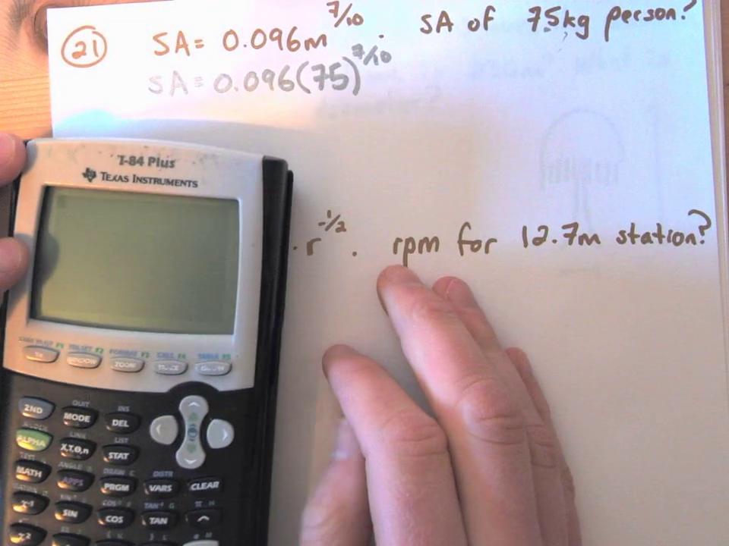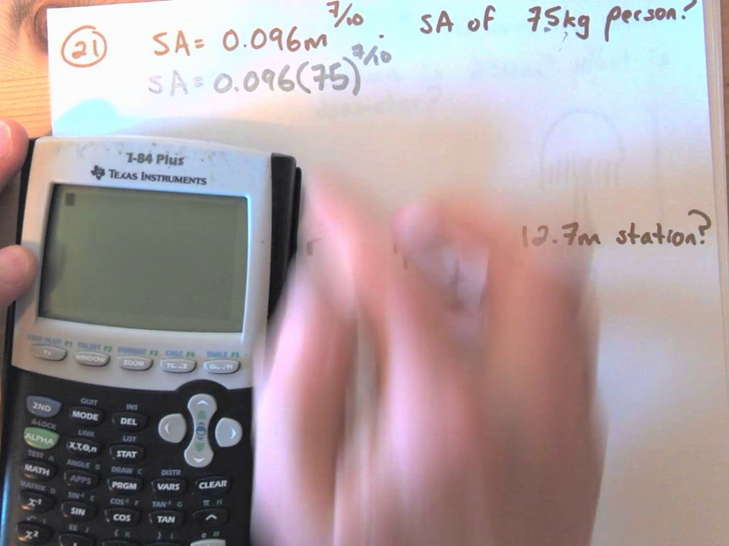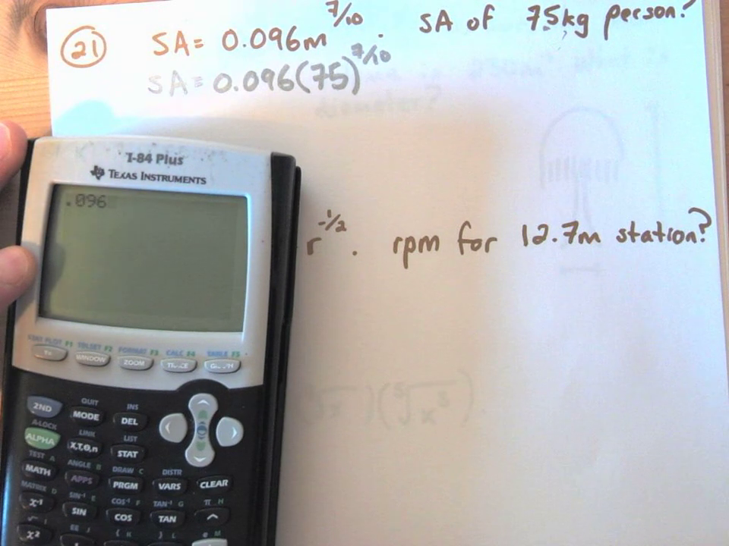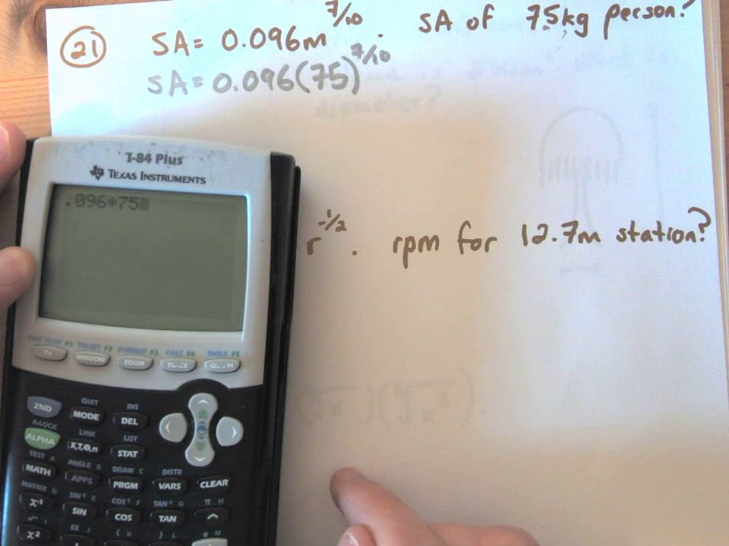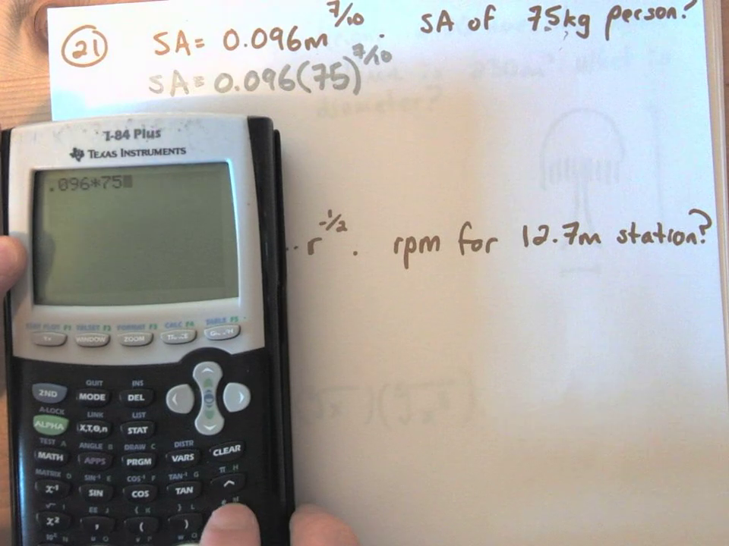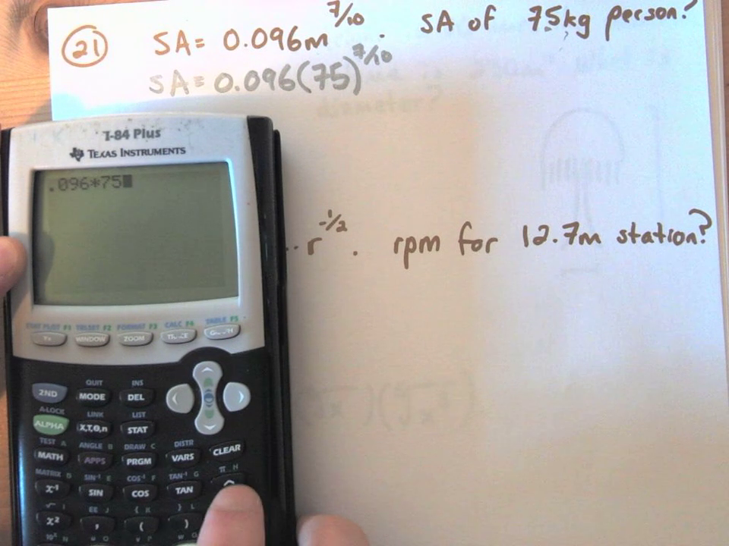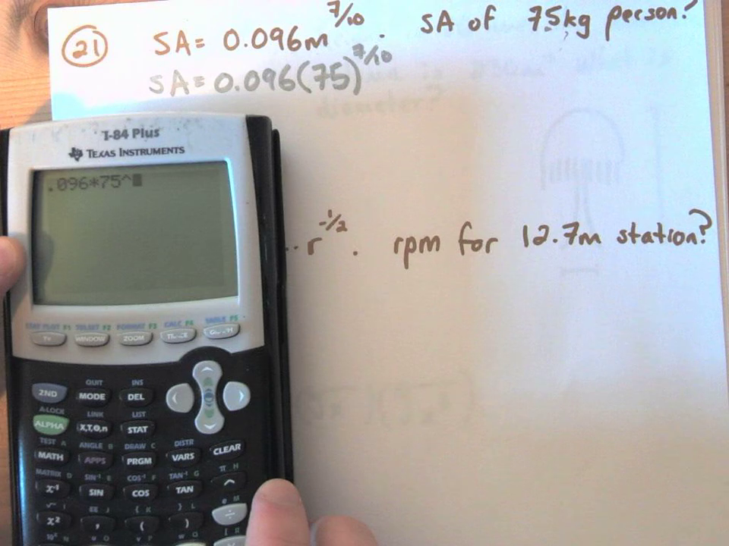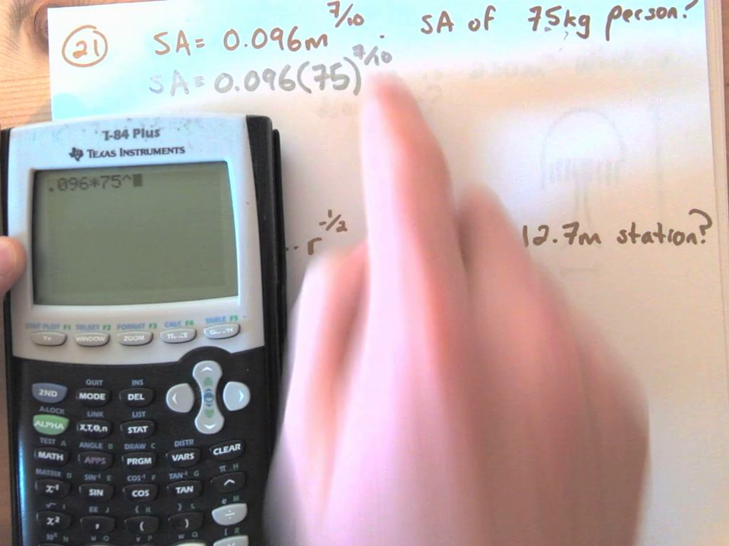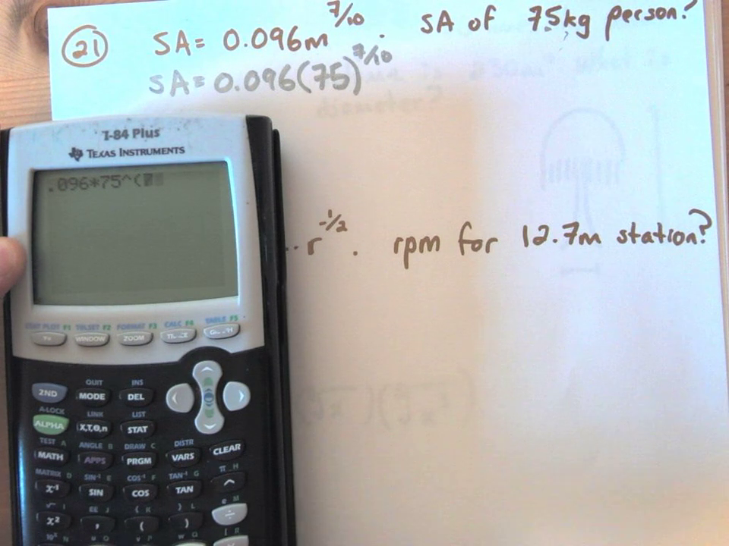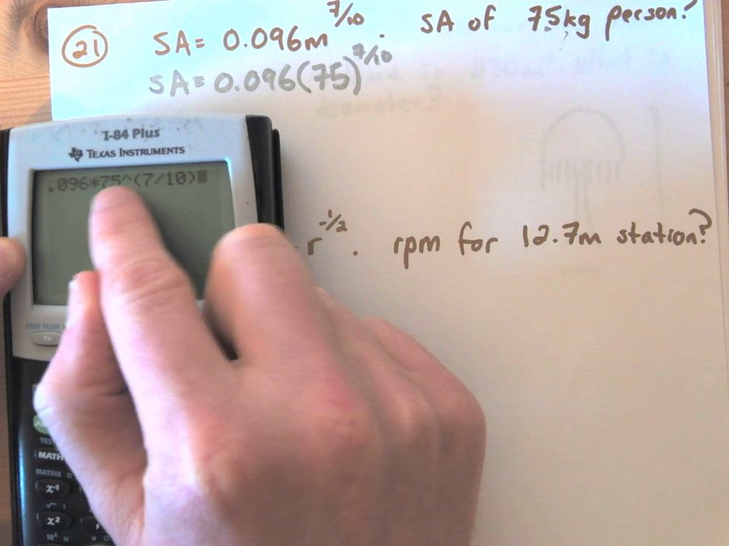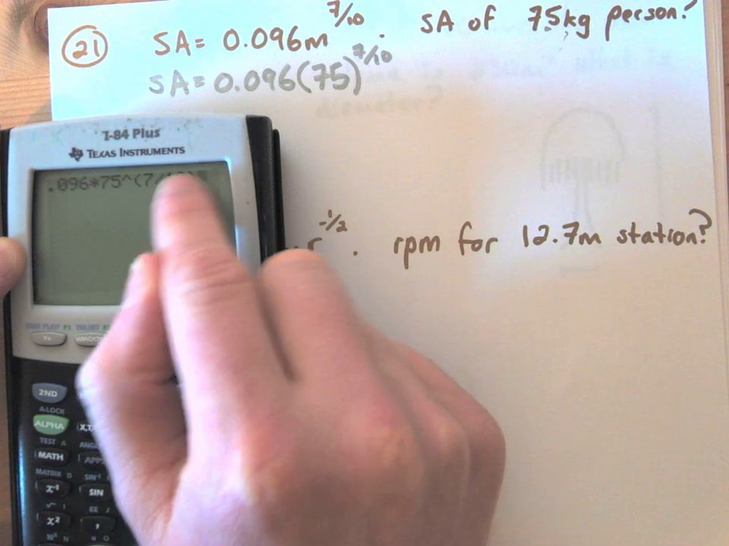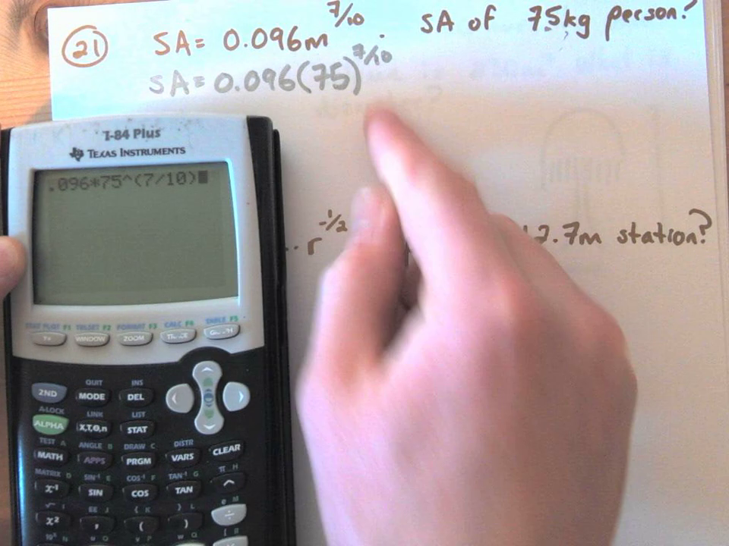So I'll show you how I would write it in. I'd write 0.096 times this 75. And then I'm going to put a little hat, this symbol here, which means to the exponent. But since the exponent is a fraction, I'm going to have to put brackets saying that that whole thing is up in the exponent. If you didn't have the brackets, it would say only the 7 is up in the exponent and the 10 is actually not. That's why you need the brackets.